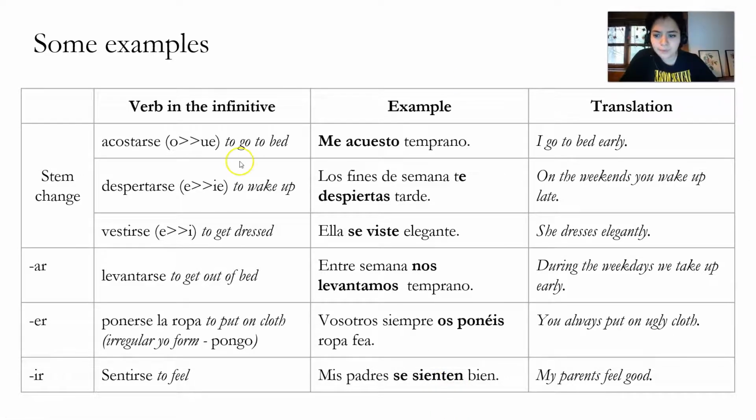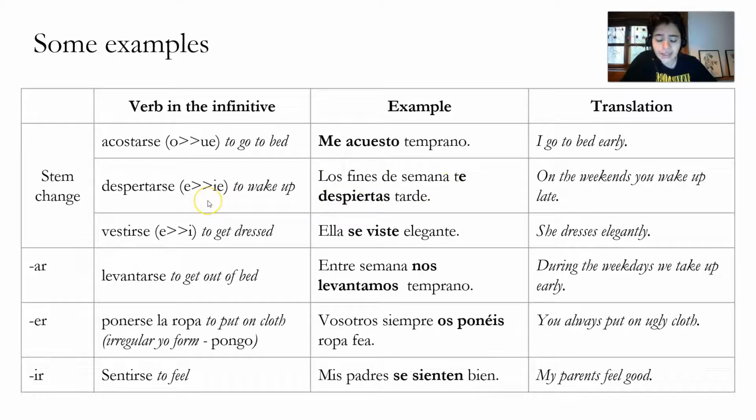more carefully. But you can see that the verbs are being conjugated as usual. If it's a stem changing verb, it keeps changing. That's why acostarse is a stem changing verb from O to UE. Acuesto is conjugated in the yo form, and the reflexive pronoun changes from the ending se to agree with the subject. In this case it is me acuesto, so I go to bed. Despertarse, to wake up, this stem changing verb changes from E to IE, so that's why in the tú form you have despiertas. So los fines de semana te despiertas tarde.